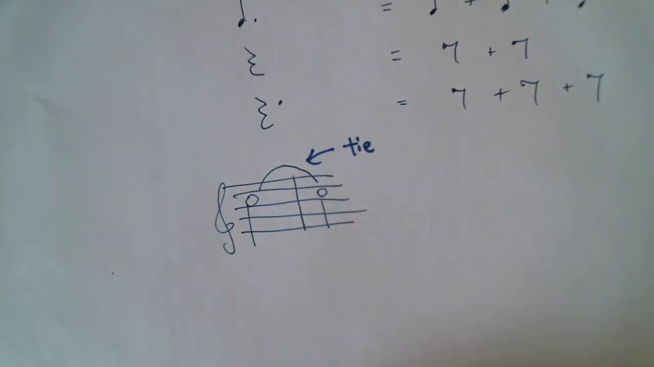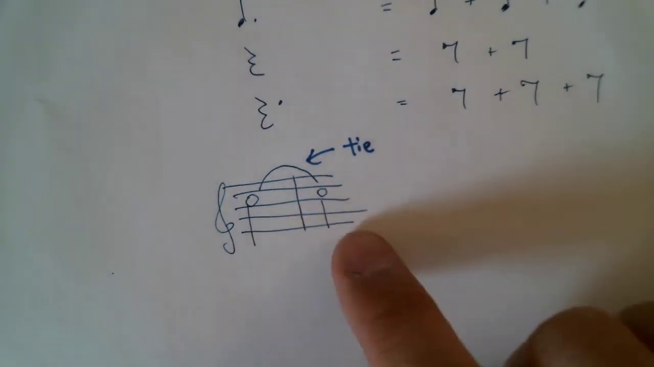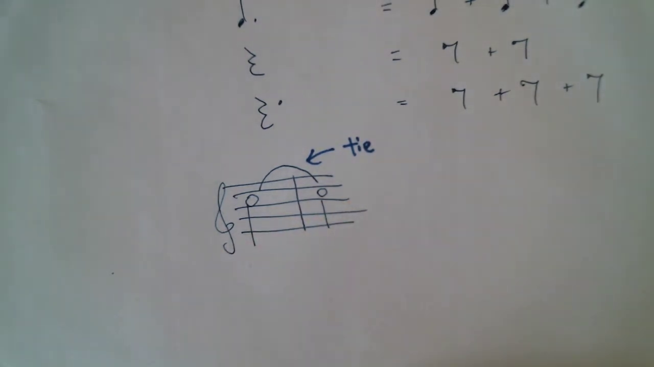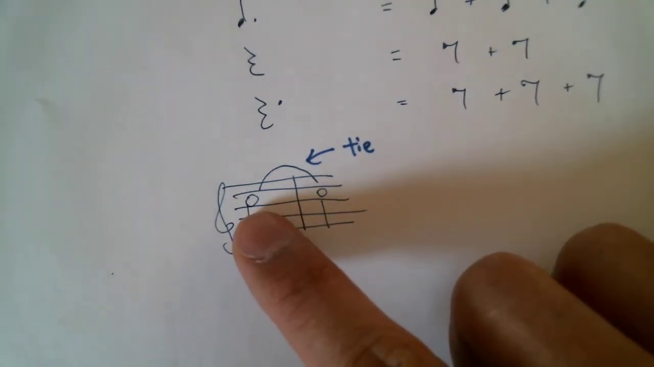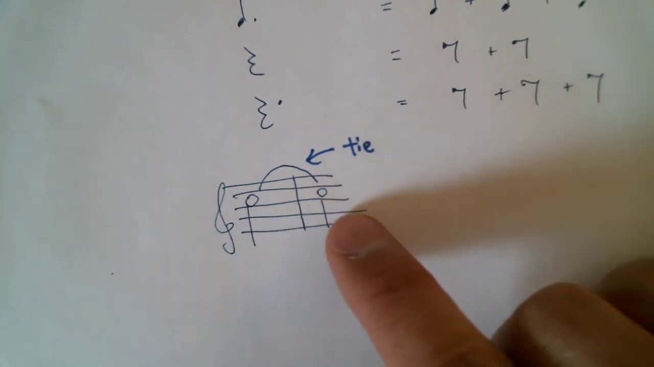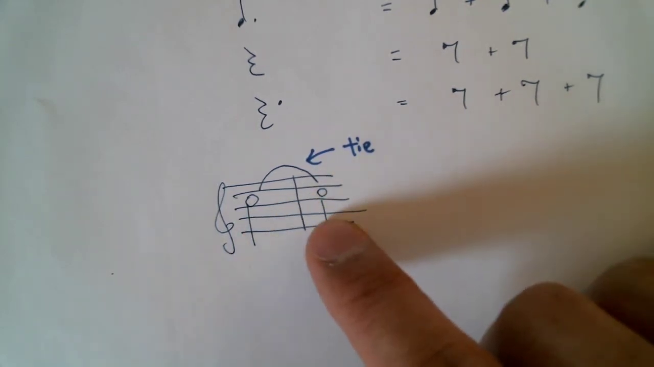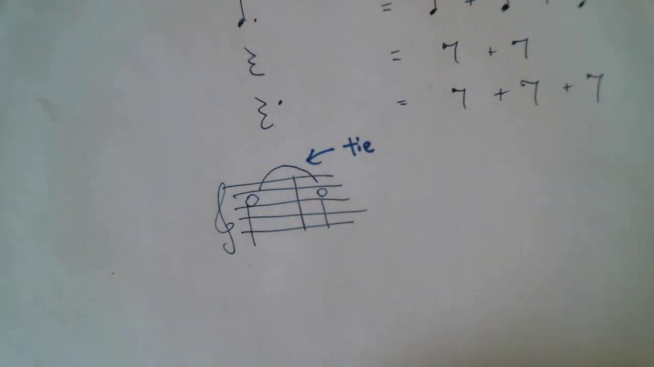What that does is that we're now essentially creating one note out of these 2 notes. We're asking the singer or the flutist or the trumpet player to hold this note for not only the length of a half note, but the length of 2 half notes, because they're tied together. So that's the basic concept of a tie.